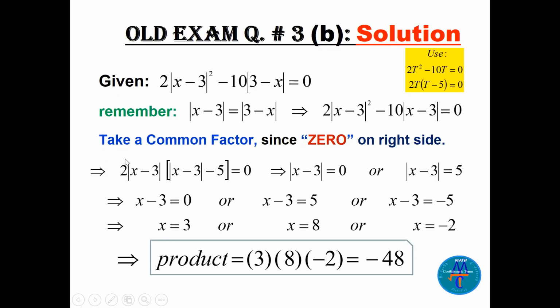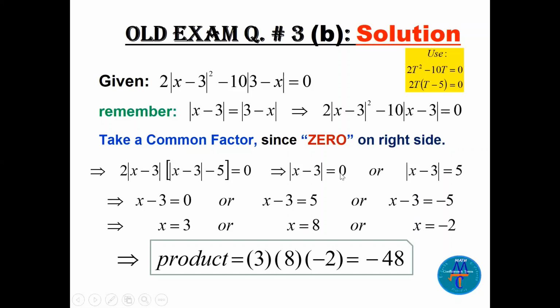2 outside, absolute value of x minus 3. Inside, I have absolute value of x minus 3 minus 5. See, the 5 is here from there, from the 10T is 5 there. Now, this one we can divide by 2, no problem. This will not affect the solution. That's a constant outside. So absolute value is equal to 0, or this one is equal to 5.